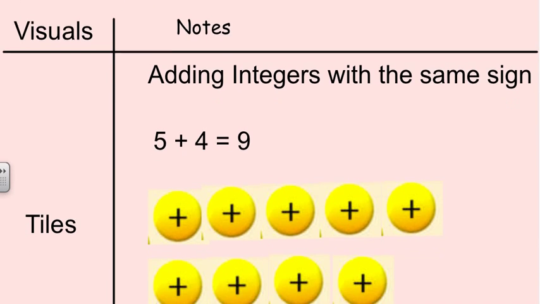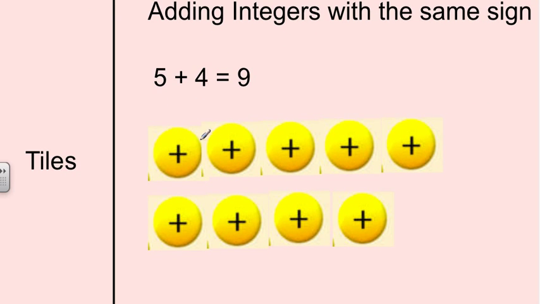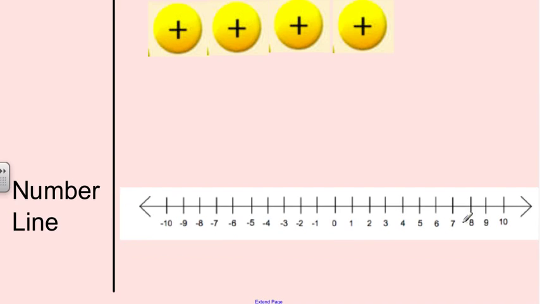All right, what if they were all positive signs? 5 positives plus 4 positives is a total of 9. 1, 2, 3, 4, 5, 6, 7, 8, 9. I can also show that on the number line. If I start at 0, I want a positive 5, I go to the 5, and 4 more, 1, 2, 3, 4, brings me to a positive 9.